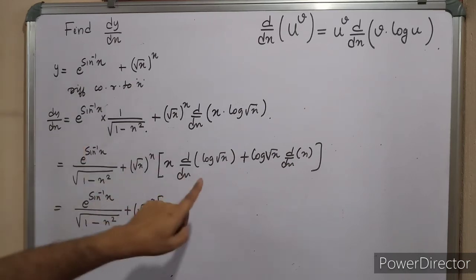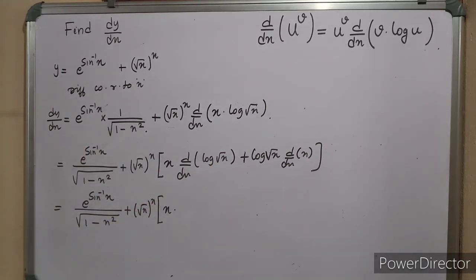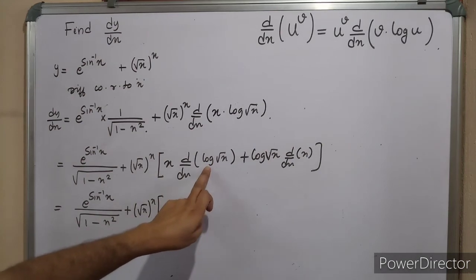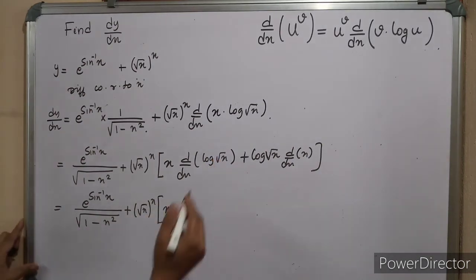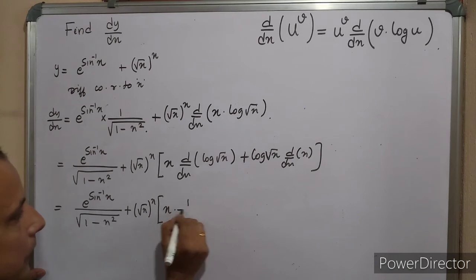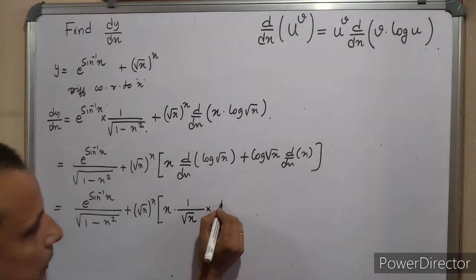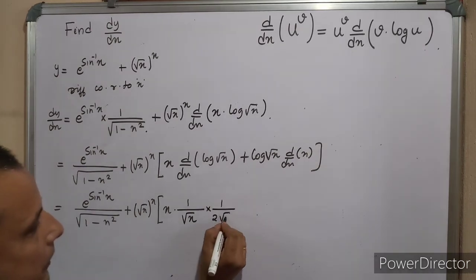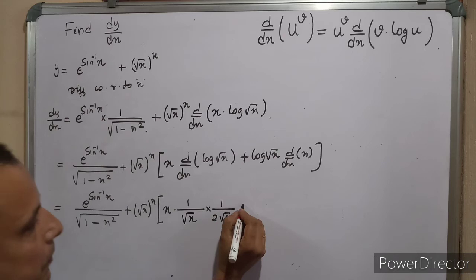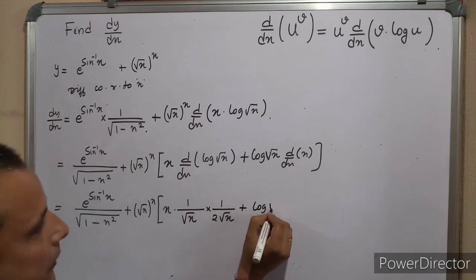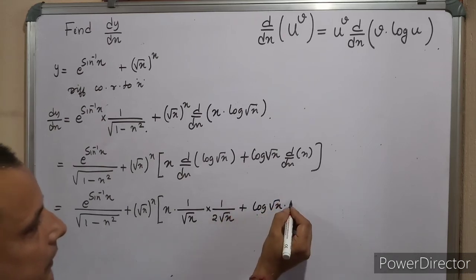Now over here, d by dx of log of root x means first you have to differentiate the log function, then the root x function. The derivative of log root x is 1 over root x into the derivative of root x, which is 1 over 2 root x, plus log root x and the derivative of x is 1.